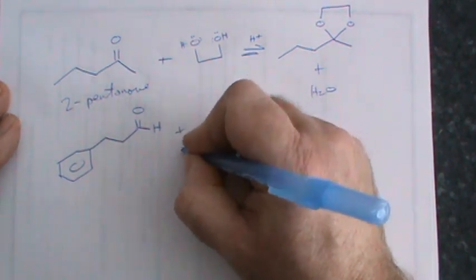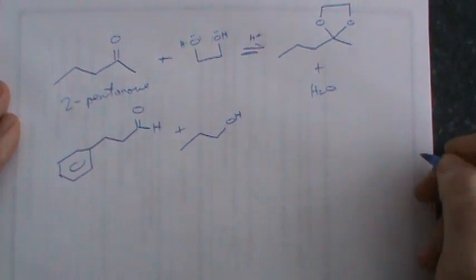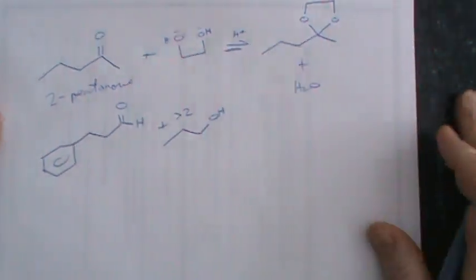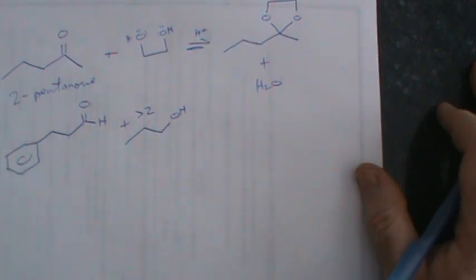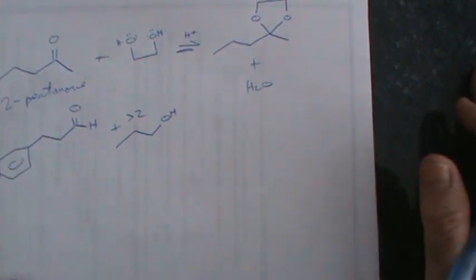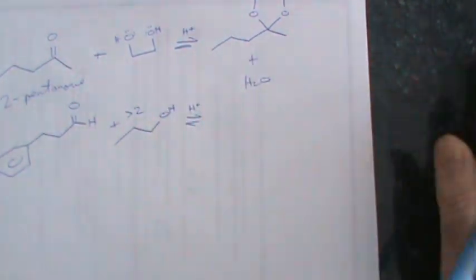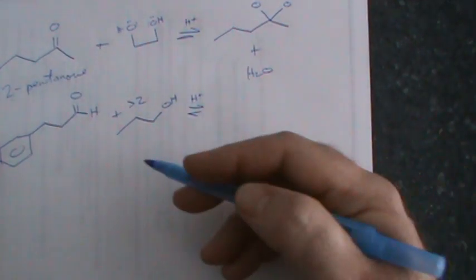Let's go ahead and add a 3 carbon alcohol. This will be propanol, 1-propanol, and we know that we need at least 2 equivalents. Once again, we're in all likelihood going to be using this as our solvent, so there'll be many more than 2 equivalents. It'll be trillions and trillions of equivalents, and we're going to run this under acidic conditions, which is required. The mechanism will pass through that hemiacetal and eventually go all the way to the acetal.